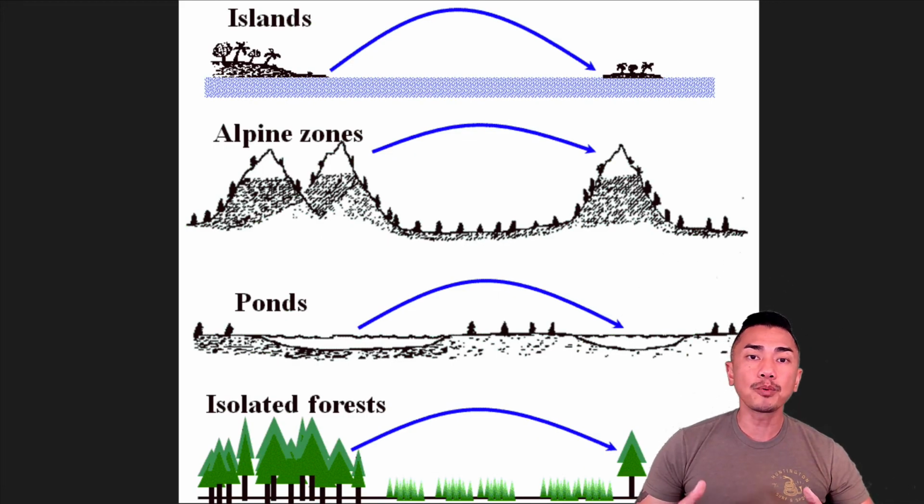This diagram points out that the theory of island biogeography applies not only to literal islands, but also to other isolated patches of habitat, like mountains, ponds, and small forests.